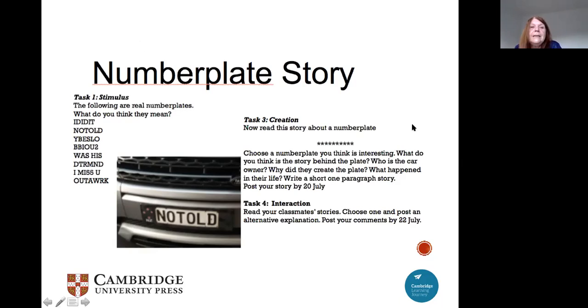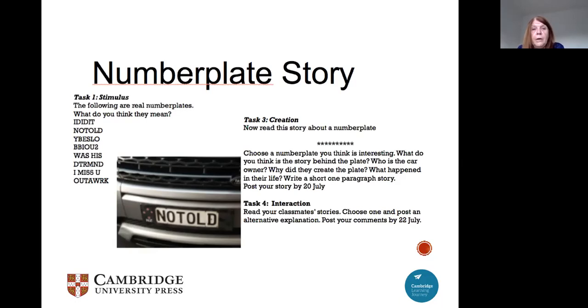Okay. So once you've decoded the number plates and given them some examples, the fascinating thing about those number plates is you begin, like with "baby, I owe you too," to think, well, what was the story behind that? And so task 1: read this story about a number plate. It's actually in the book. It's a bit long, so I haven't put it here.